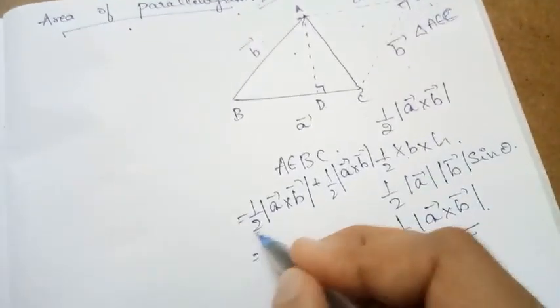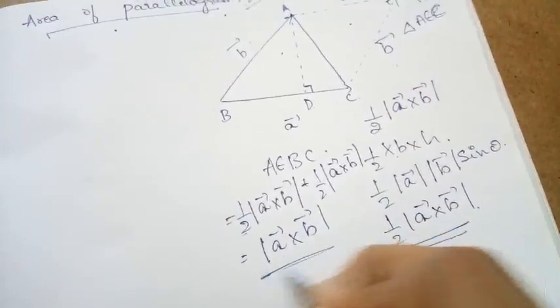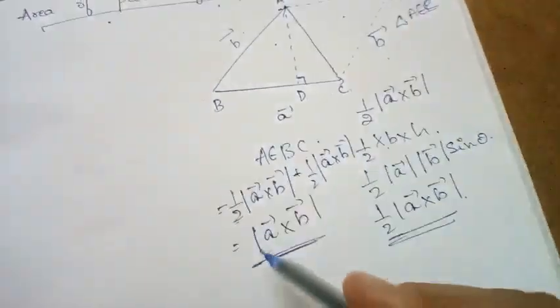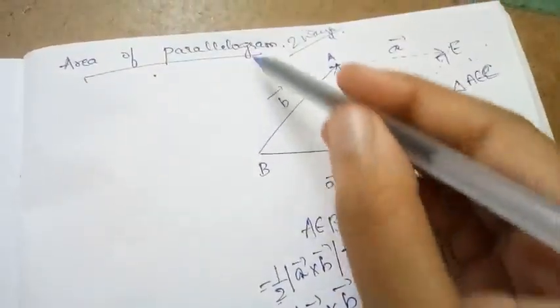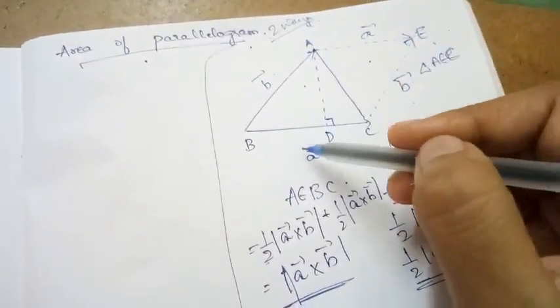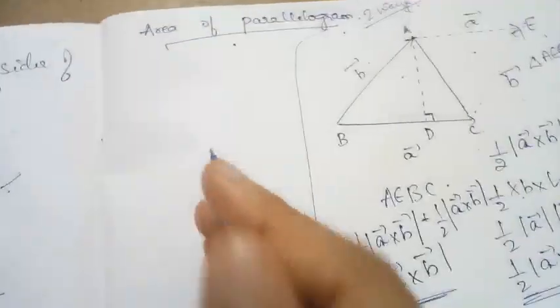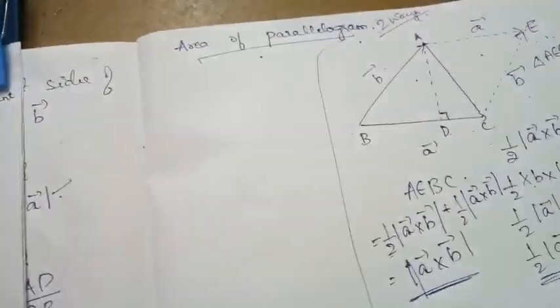So it is nothing but half of 1, so it is nothing but vector A cross vector B. So the area of this parallelogram is given by the magnitude of vector A cross vector B. So this is one way of explanation, which I explained on the basis of the area of a triangle. Another way is similar to how I explained the area of a triangle.